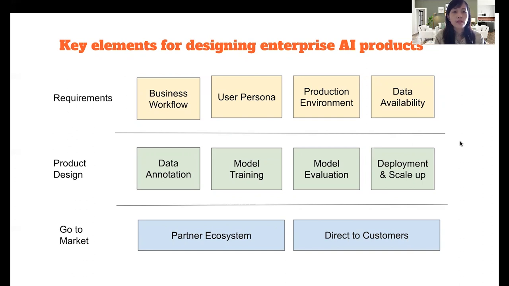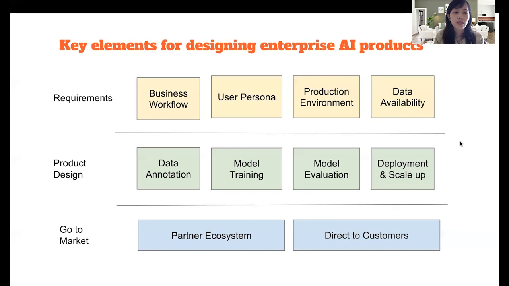When trying to understand the user's requirements, we can start with understanding the business process, thinking about who are the user personas we want to support when building the new product, what's their production environment, and whether they have enough data to get started using machine learning products. From there, we can start designing the major pieces of the machine learning system. It usually includes helping users to manage the data, train the model, evaluate the model, and think about how they can deploy the model and scale up the adoption.